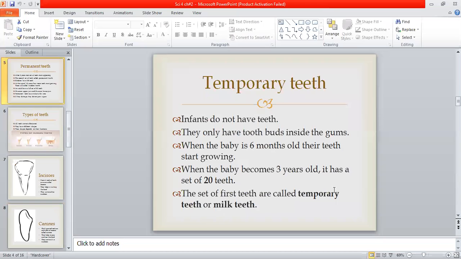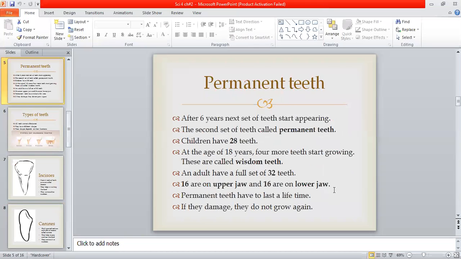Second set of teeth are known as permanent teeth. So what are the permanent teeth? They come only after the milk teeth or temporary teeth fall down. Permanent teeth do not fall off, they will remain for your whole lifespan. After 6 years, the next set of teeth starts appearing. When the milk teeth or the temporary teeth start falling, then the new teeth which are going to grow are known as permanent teeth. This second set of teeth are called permanent teeth.